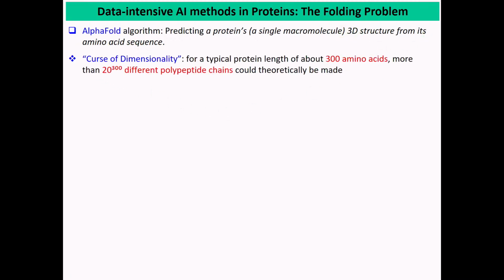And this is the well-known folding problem. The main issue here is, again, the curse of dimensionality, because there are 20 different types of amino acids. This means that if you consider a typical protein length, which is rather short, only 300 amino acids, then the total number of these polypeptide chains, proteins, that can be made out of these 300 amino acids is 20 to the power of 300, so it's practically intractable.